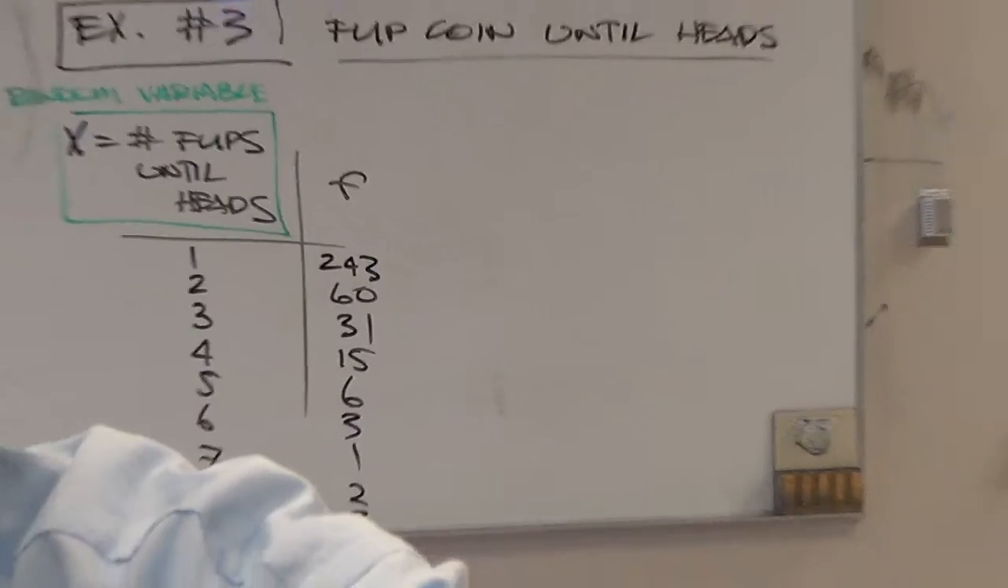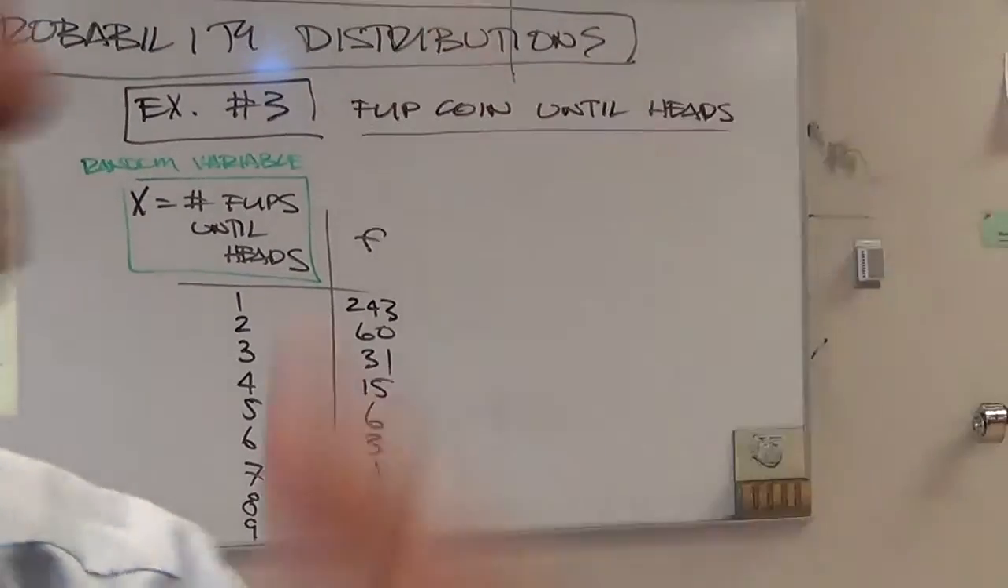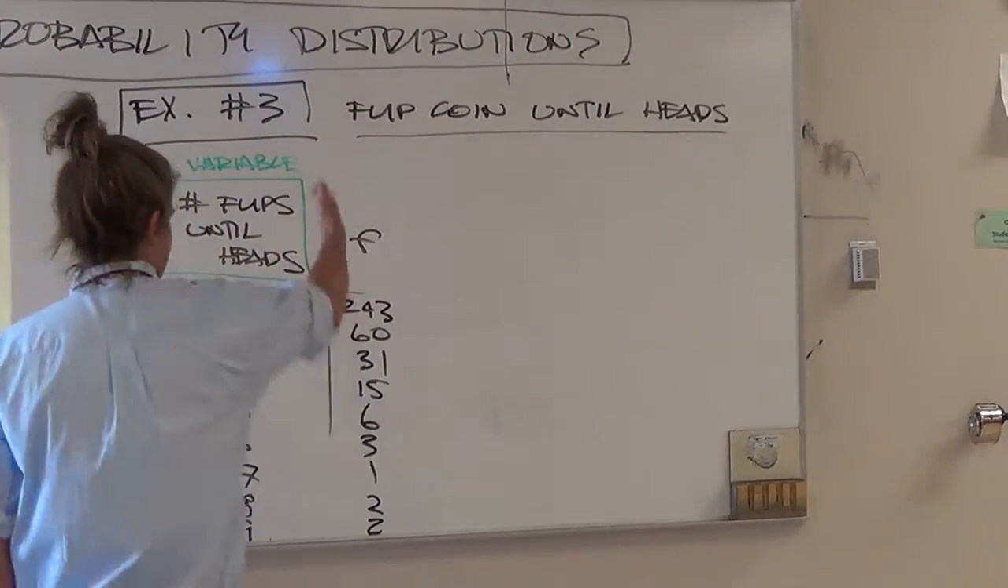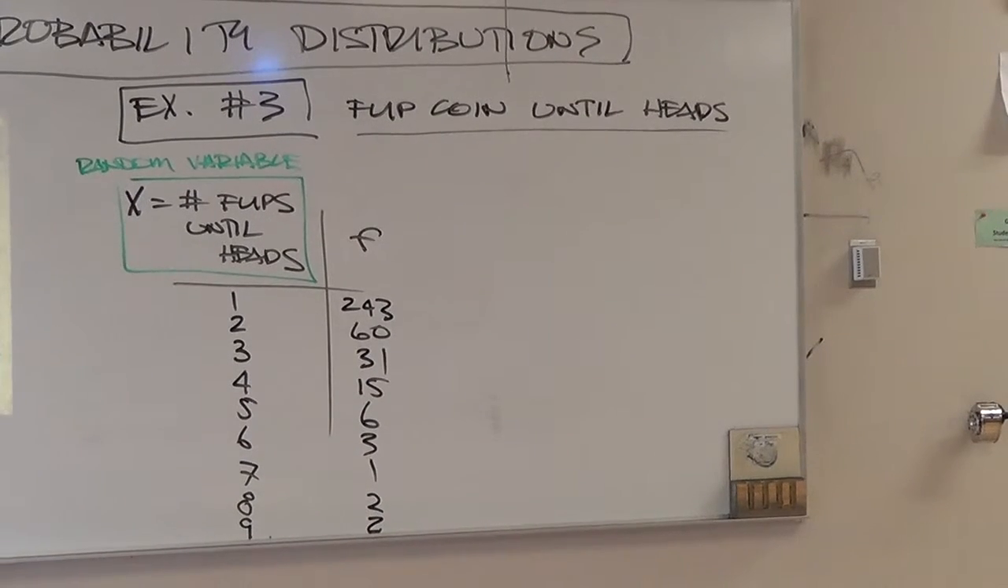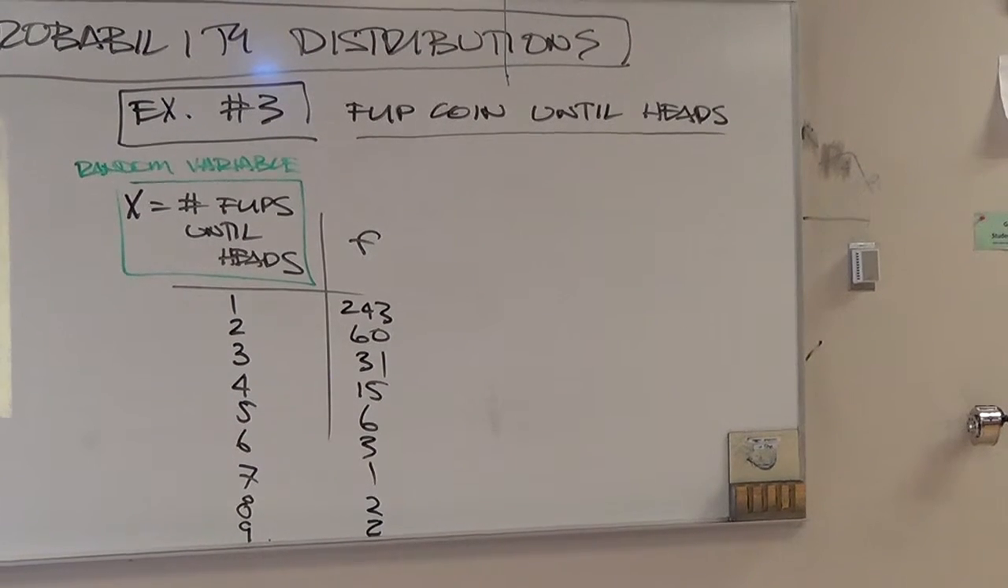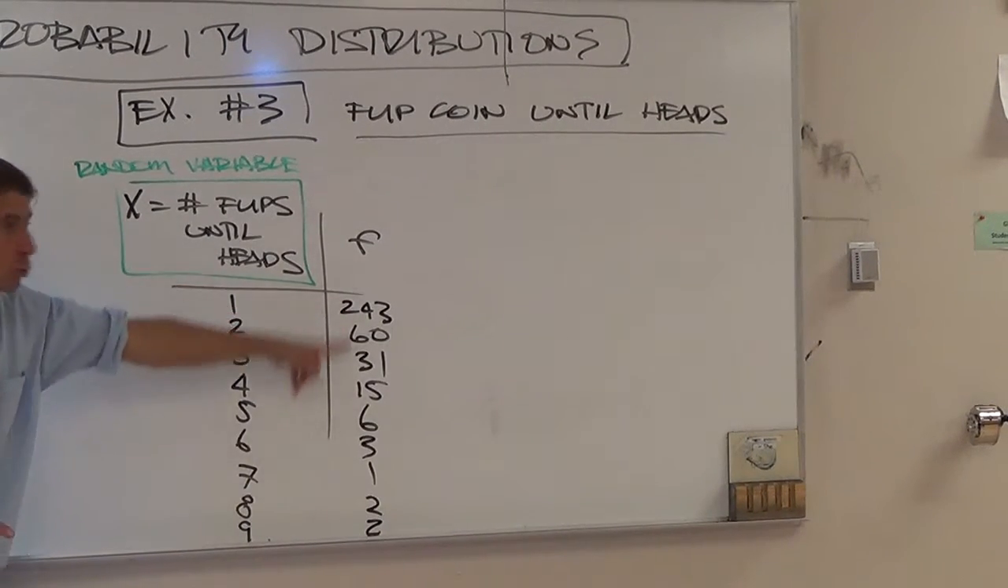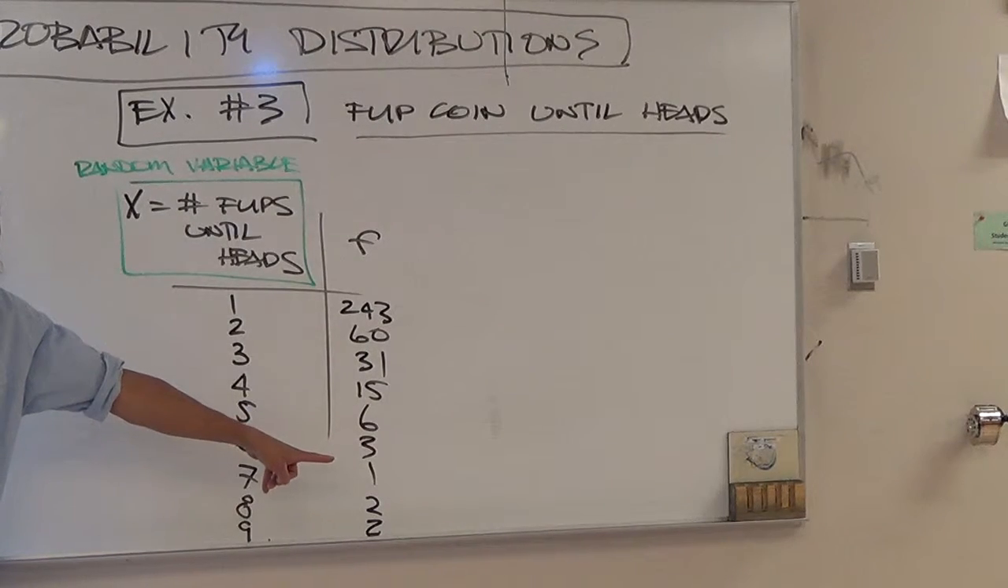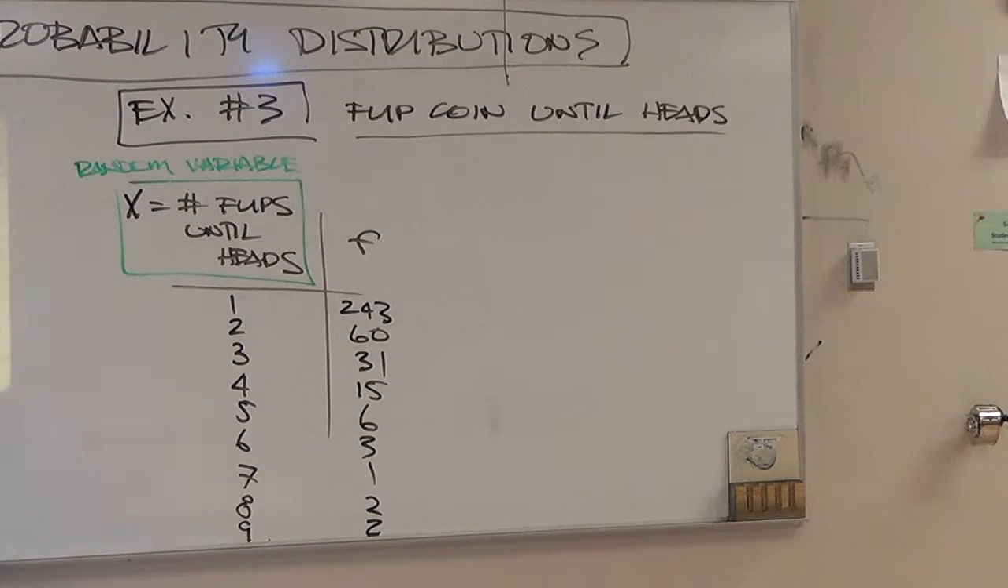So the first thing I want to do is figure out how many total flips we had. So I want to sum all of this up. And there's a quick little trick you can do in the TIs. If you want to see how to do this at break, I'll show you. Sum L2. So you guys flipped a combined total of 363 flips. What I want to do right now is turn these into relative frequencies by dividing them each by 363.